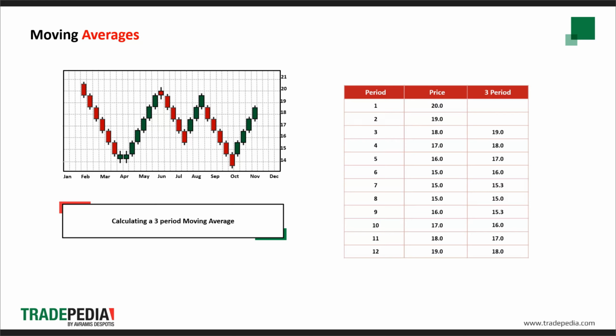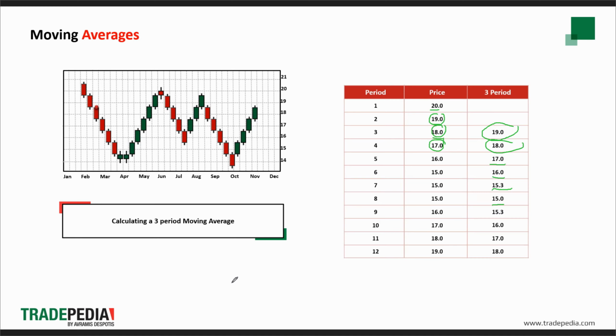In our example, we add the closing prices of the last 3 days, which is 20 plus 19 plus 18, and you divide it by 3, it will give you 19. See over here, let me get my pen, 19. How do you get it? 20 plus 19 plus 18, which is the last 3 days, and then you divide by 3. On the next day, you just take the last 3 days again. So to get 18, you take 19 plus 18 plus 17, and divide by 3. That's how you calculate it, and so on for every other day's moving average.